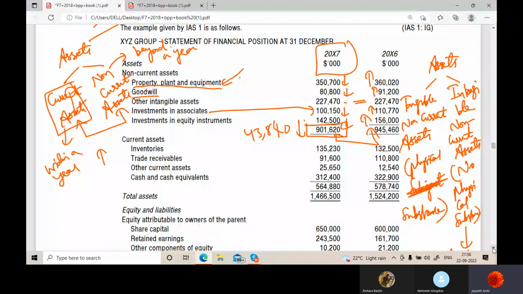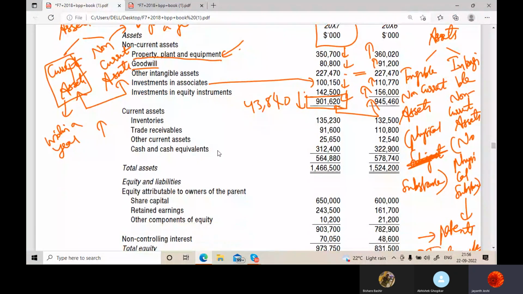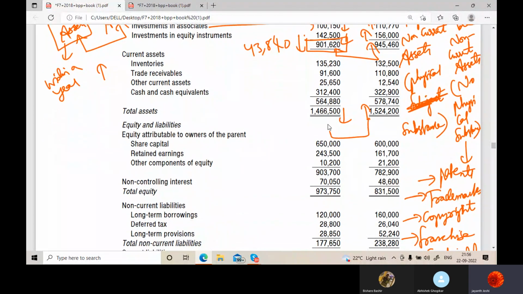Now let's go to the current assets. Current assets give you economic benefits in a short span of time, and you see the total value of current assets has also decreased when compared to the previous year. It was high, this year it's low. What does it show? Just find out the difference, and that shows the value of the business has gone down when compared to the previous year.